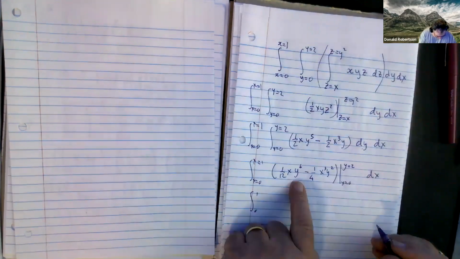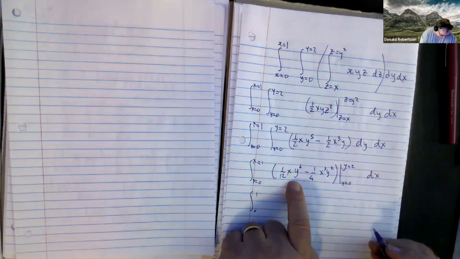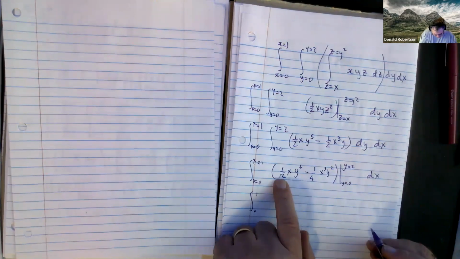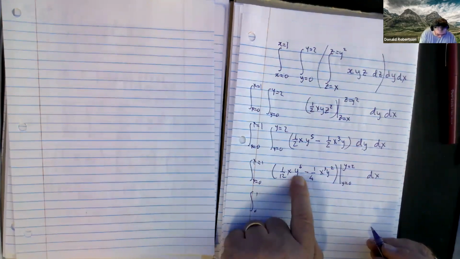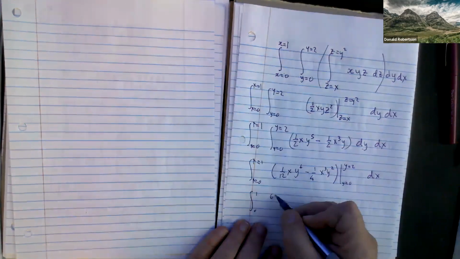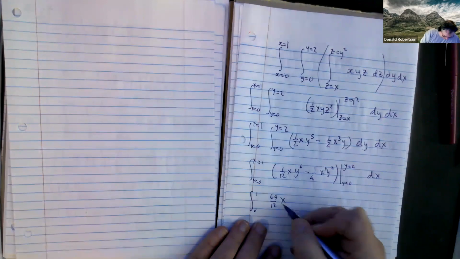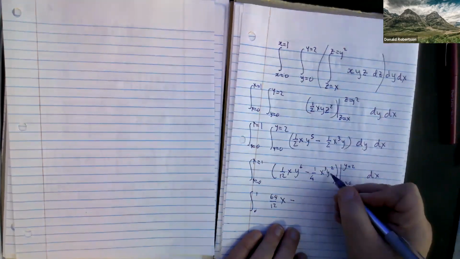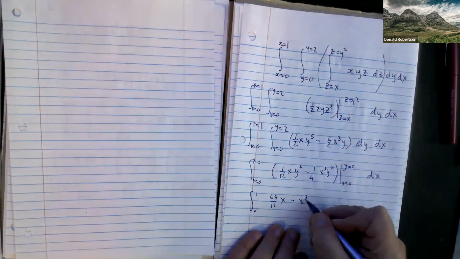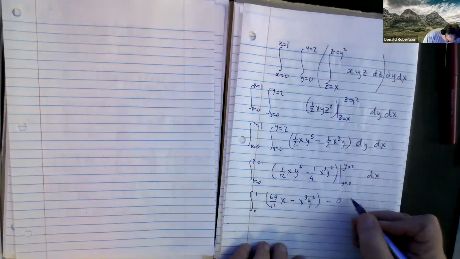If you plug in 2 here, you get 2, 4, 8, 64. 64 over 12 gets you 32 over 6. Oh, yeah. 2, 4, 8, 16, 32, 64, 12. So I'm not going to simplify it. I'll do it later. Plug in 2 here. Oh, you get 4, which cancels out nice. So you get that guy. Take away a whole load of zeros, so it doesn't matter.